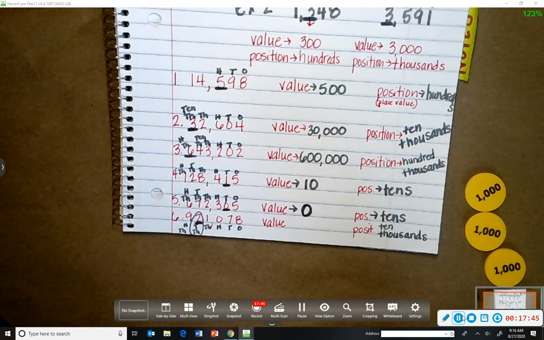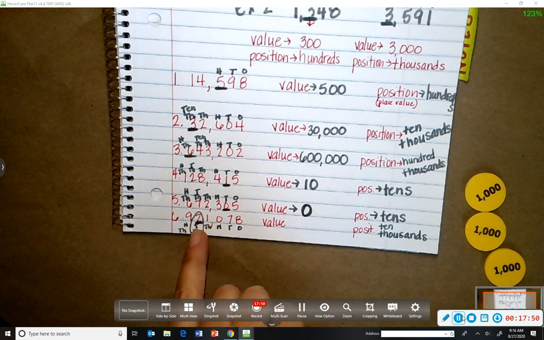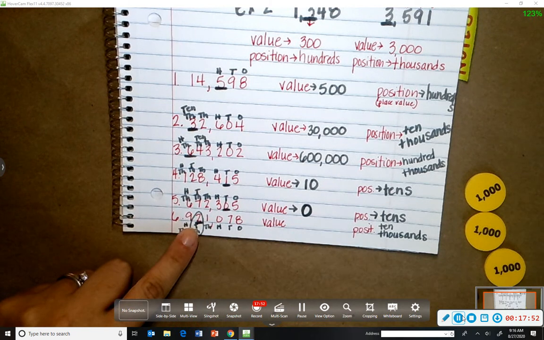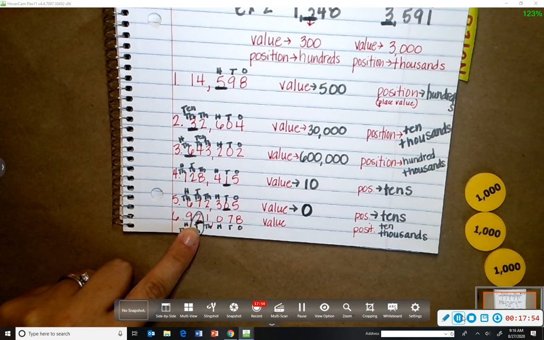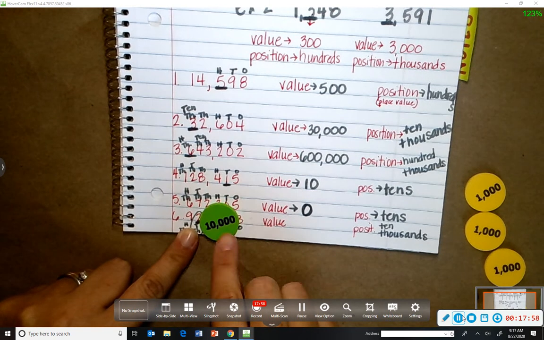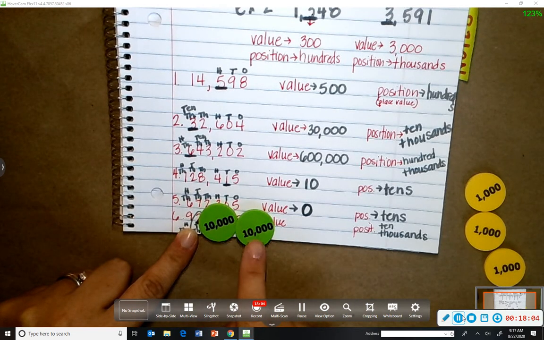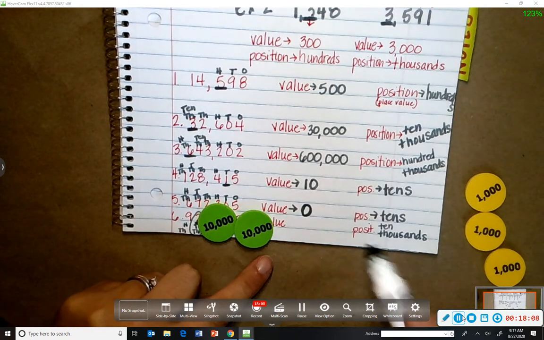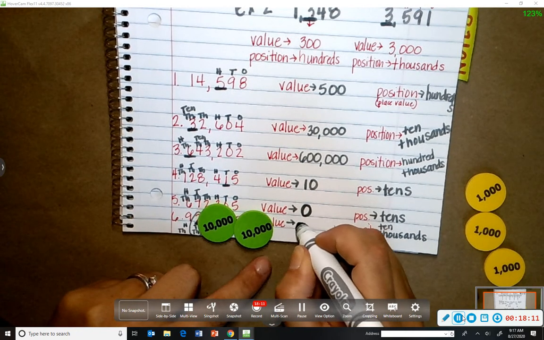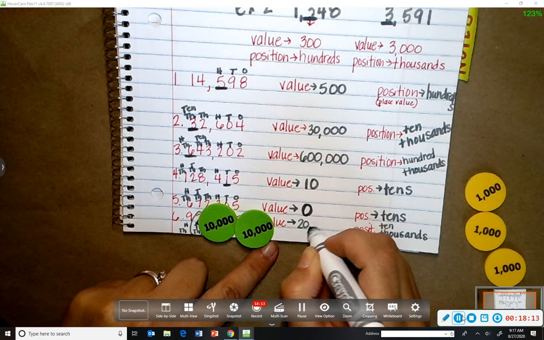10,000s place. Now the value is different because we want to know how much 2 of those 10,000s is worth. So think of the 10,000 times 2. So I have 2 of them. That would be 10, 20, 20,000. So we're going to write the value is 20,000.